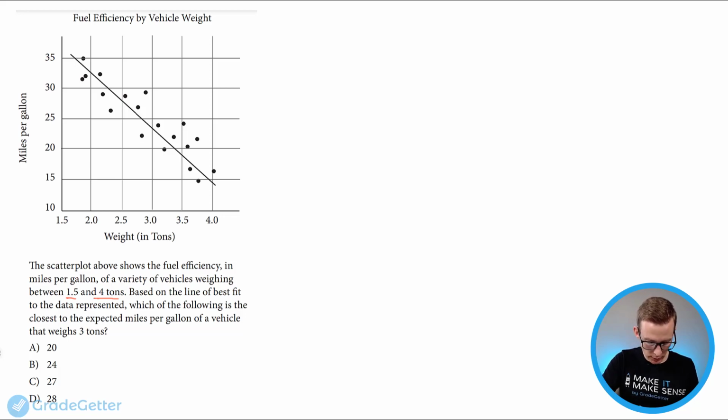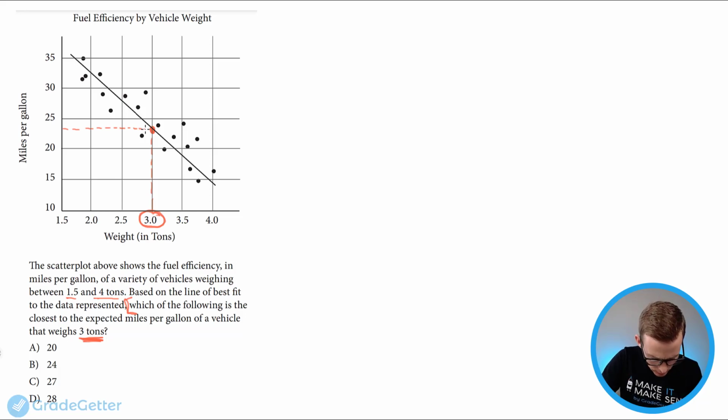Which of the following, so here's our question, which of the following is the closest to the expected miles per gallon of a vehicle that weighs 3 tons? So we're going to look at the axis that has the weight of the vehicles, and we're going to look at this line that has a vehicle weighing 3 tons. And we'll go all the way up to this line of best fit, which is right here, and see where it intersects now our miles per gallon.